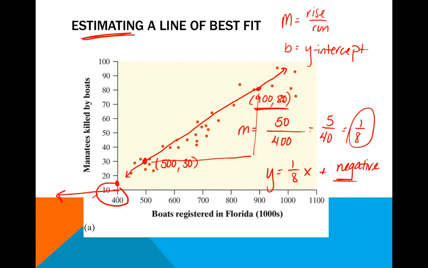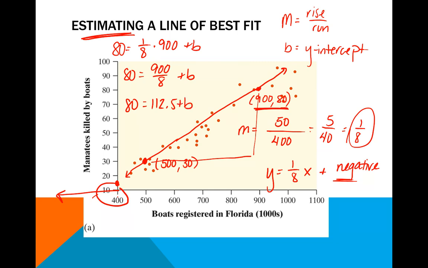So say I pick this last point here and I say, okay, y is 80, slope is 1/8, and then my x value is 900 plus b. And I want to figure out what that b is. So this is 80 equals 900 over 8 plus b. And then I can just subtract the 900 over 8 from the other side. And I can just do that roughly as a decimal value using my calculator, because again, this is just an estimate. So this is really 80 equals 112.5 plus b.